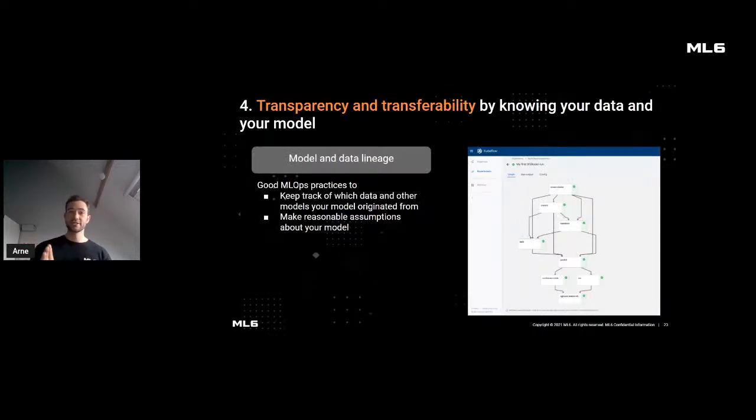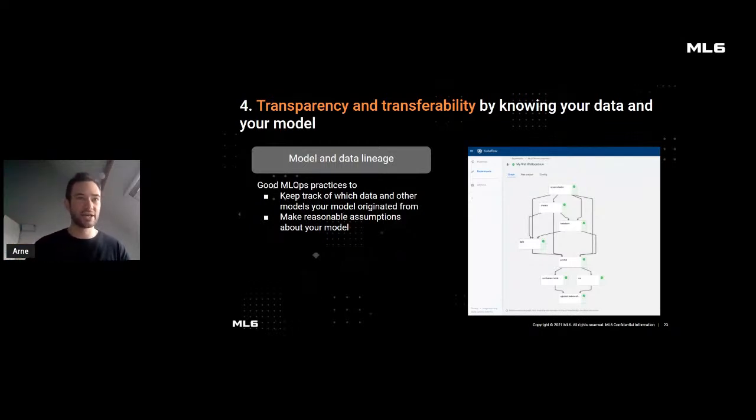So transparency and transferability by knowing your data and by knowing your model. And in that context, we're first going to talk about model and data lineage. And in the image on the right, I have added an image of Kubeflow pipelines. And if you're not familiar with that, it's really a platform to build and deploy ML workflows in a component-based manner and chain them together into a pipeline.